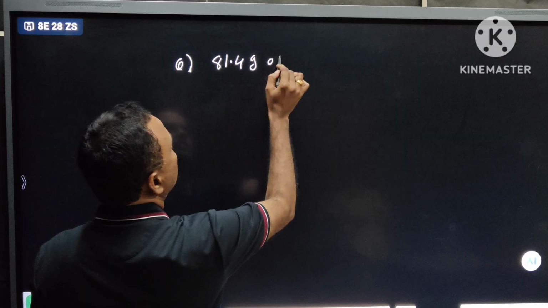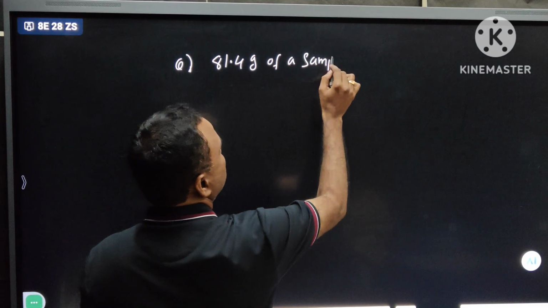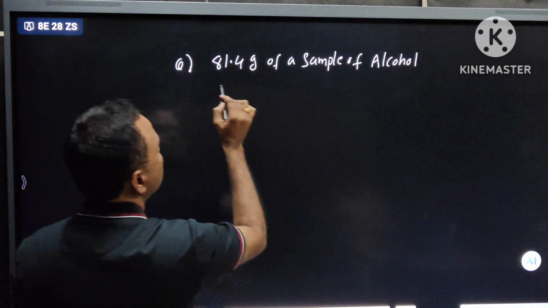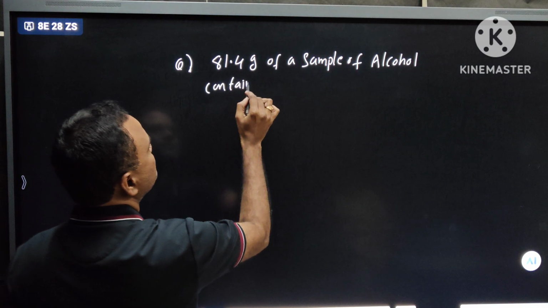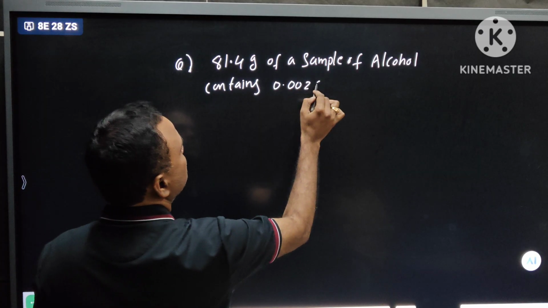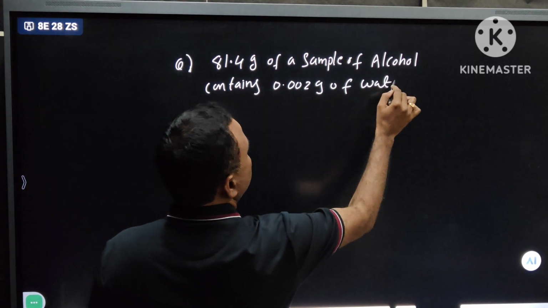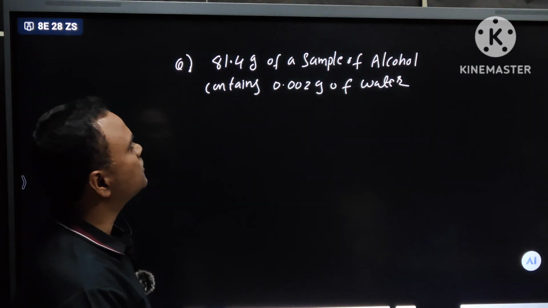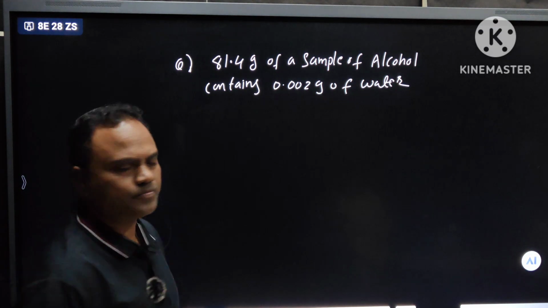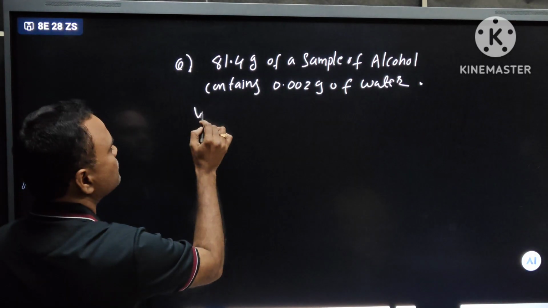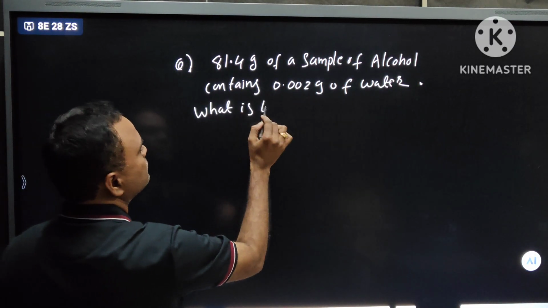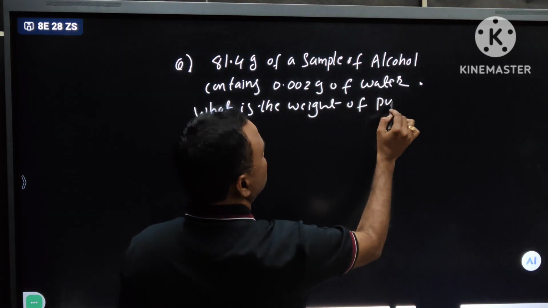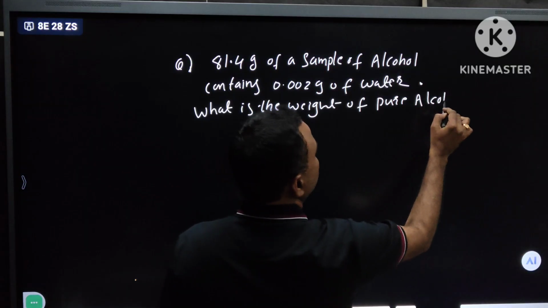81.4 grams of a sample of alcohol contains 0.002 grams of water. What is the weight of pure alcohol?